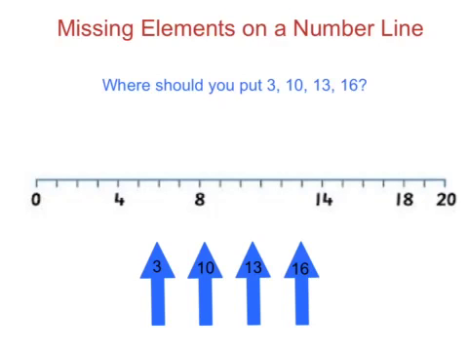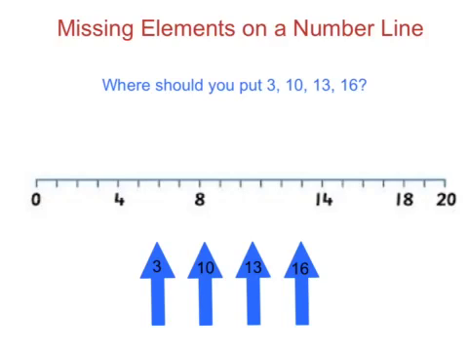Okay, here's a bit of a challenge. This time, my number line is incomplete. I don't have all my numbers. So I'm going to have to do a little bit of thinking to work out where these numbers belong. If I've got a 0 here and a 4 here, my guess is the number line is counting in ones. 0, 1, 2, 3, 4. Yes, that's right.